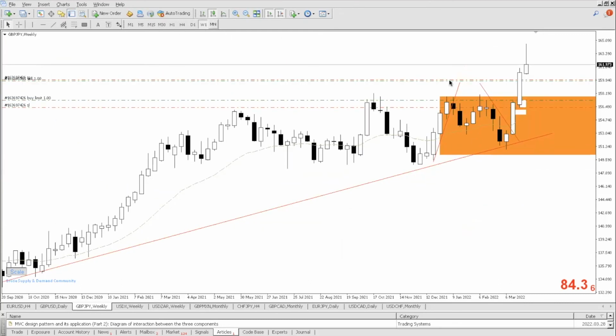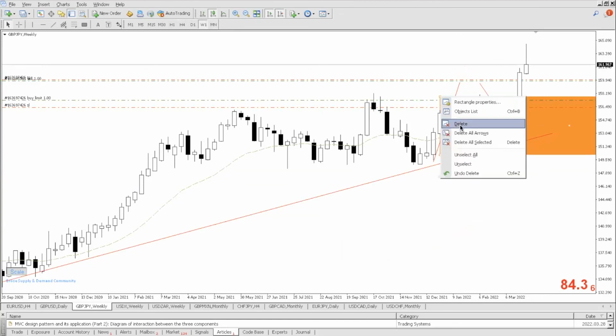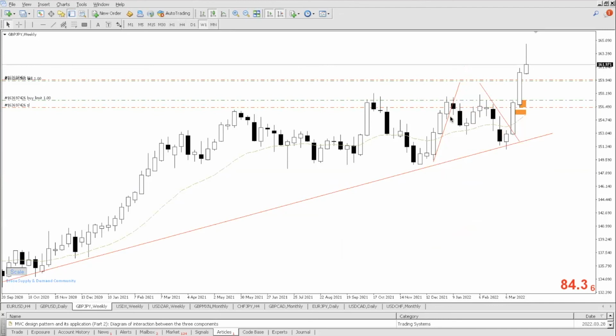So we go to the weekly. I'm going to delete this so that you can see the candles clearly, right? So on the weekly, this is the latest weekly trend line, meaning with this pair, we are on the upside, okay?